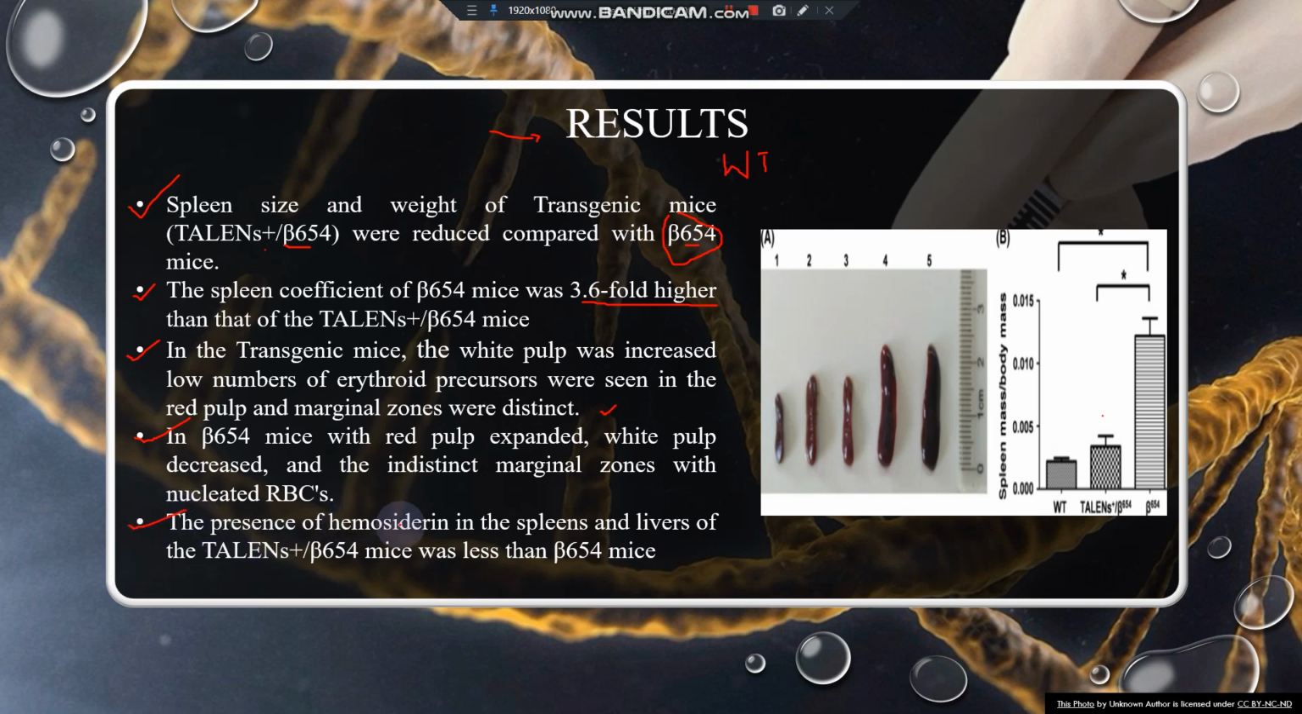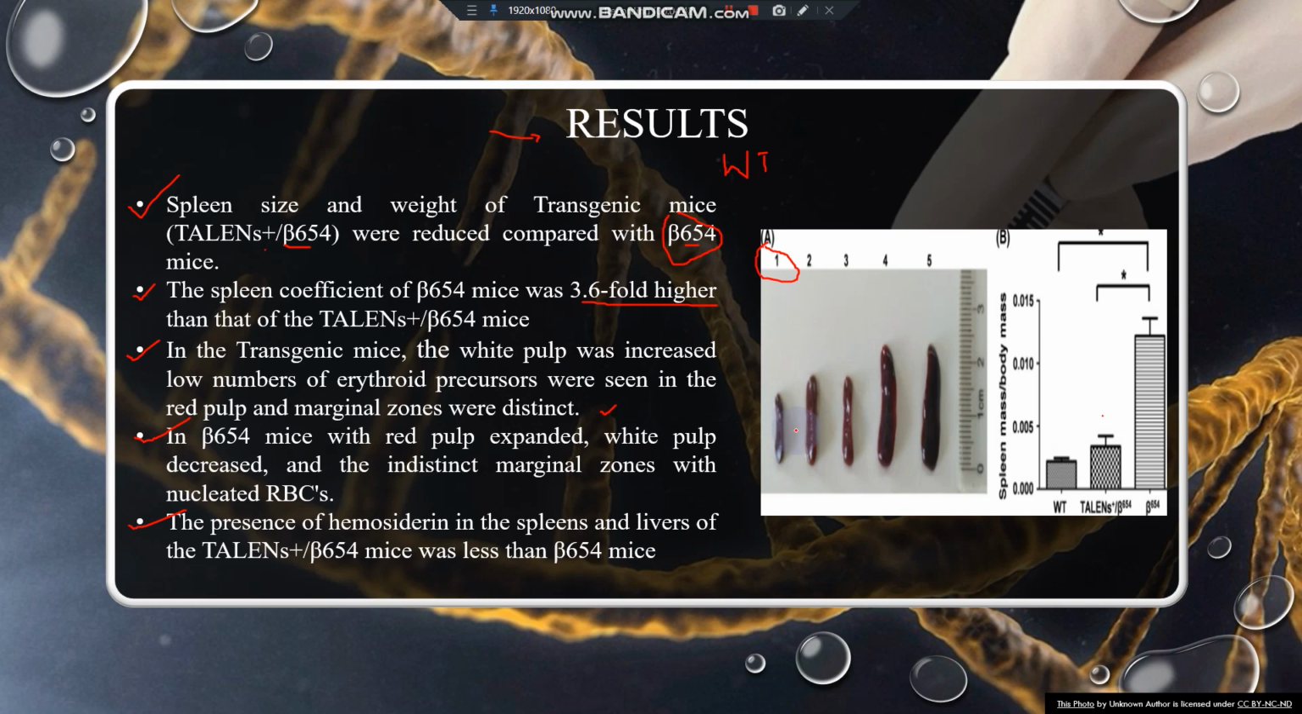Now, the presence of hemosiderin in the spleens and livers of the TALEN transgenic mice was less than in the beta thalassemia mice. Here in this figure, I am going to talk about how figure 1 indicates the improvement of spleen pathology in transgenic mice.